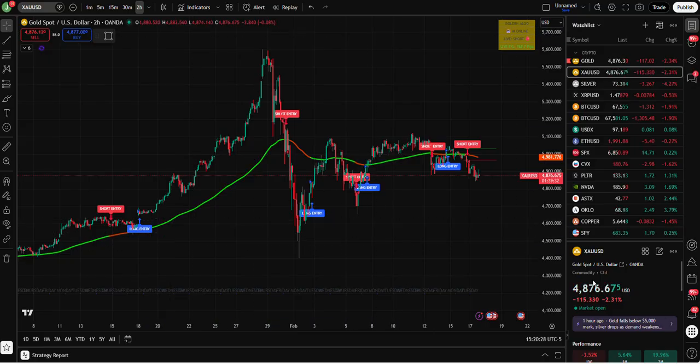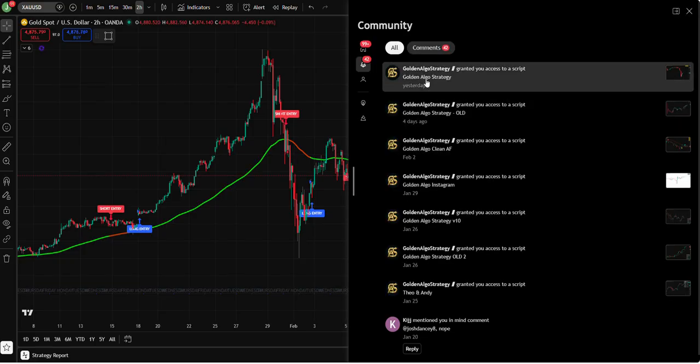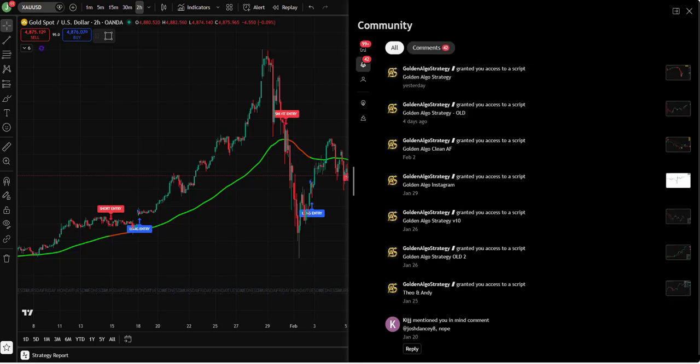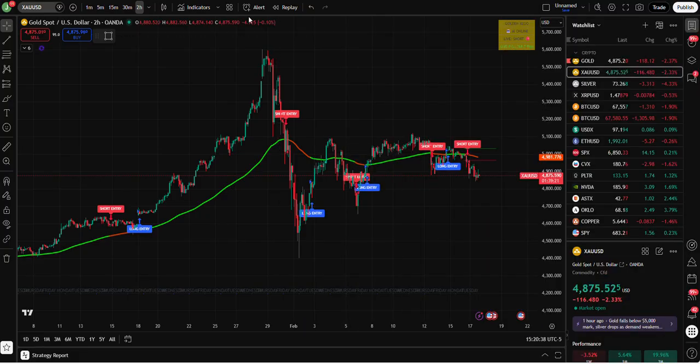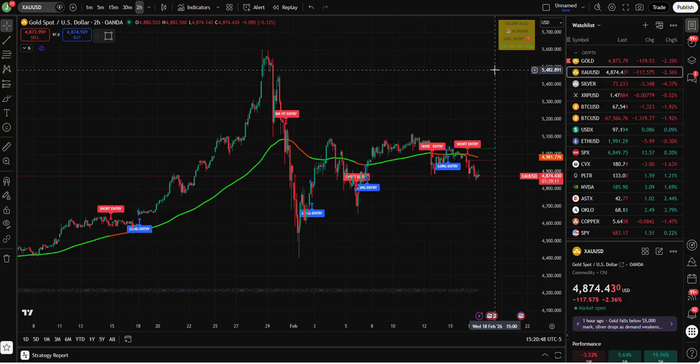The first thing we're going to go over, if you don't already have the email, you go to the community. You should be invited to add it to your TradingView on the indicators. You go on the indicator and then you can go on Golden Strategy Algo and add it to your system.